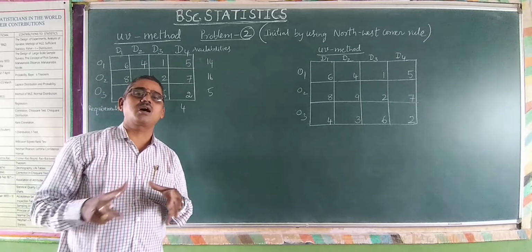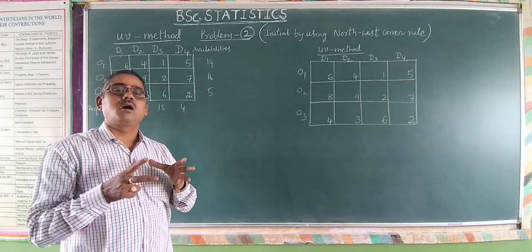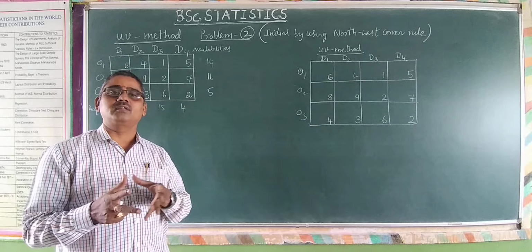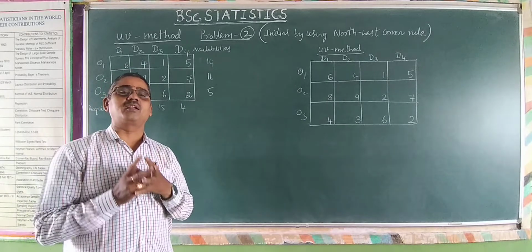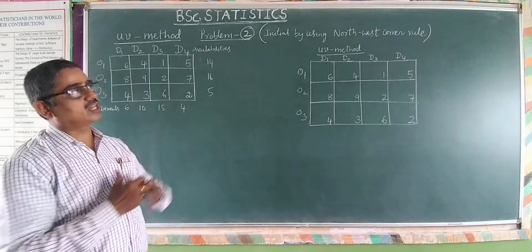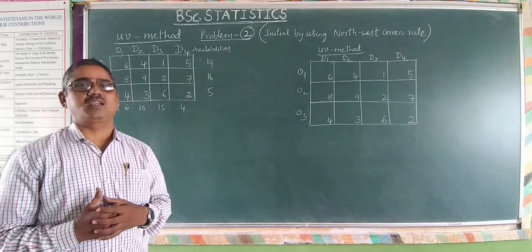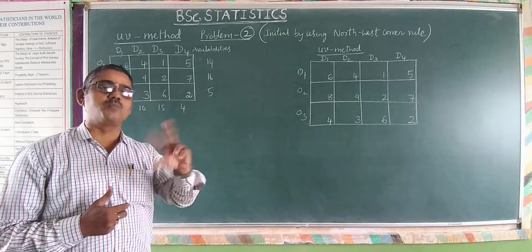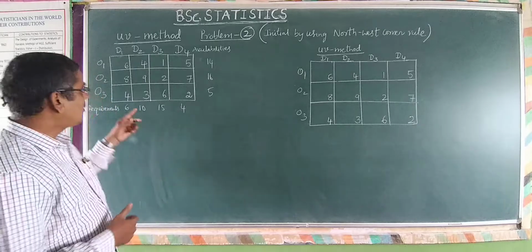That is the meaning of what I am explaining. That is my objective: to explain by considering the northwest corner rule and VAM, the calculation of initial solutions by two methods. So now I am calculating.